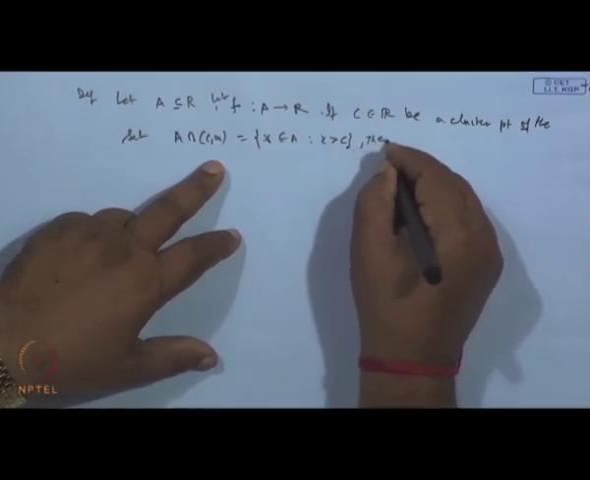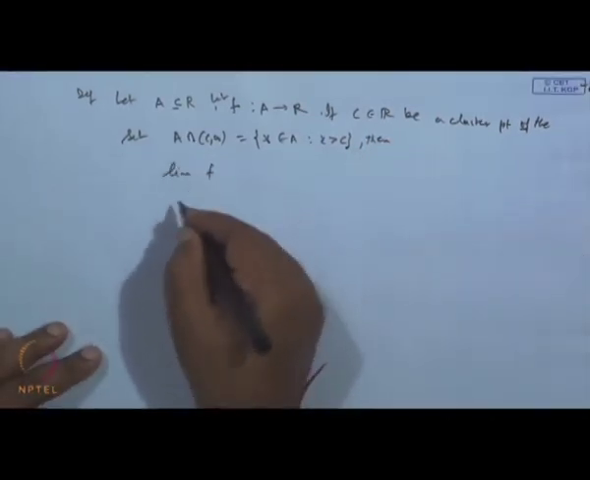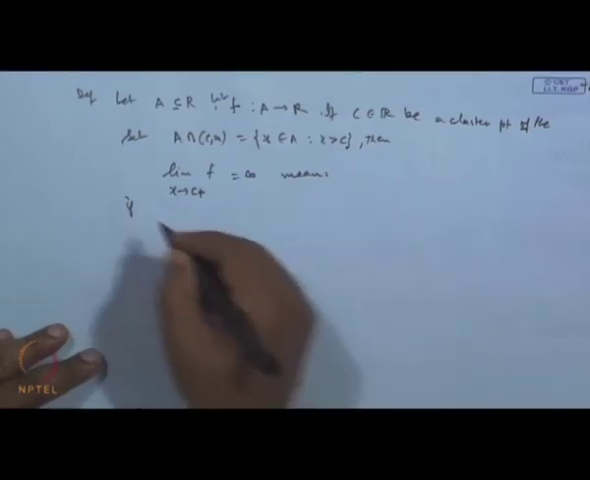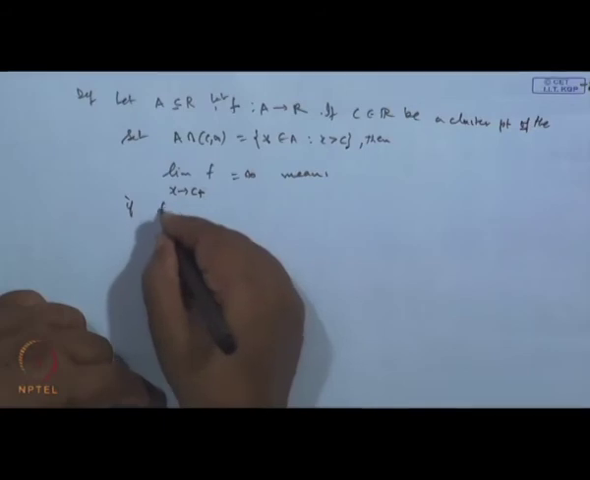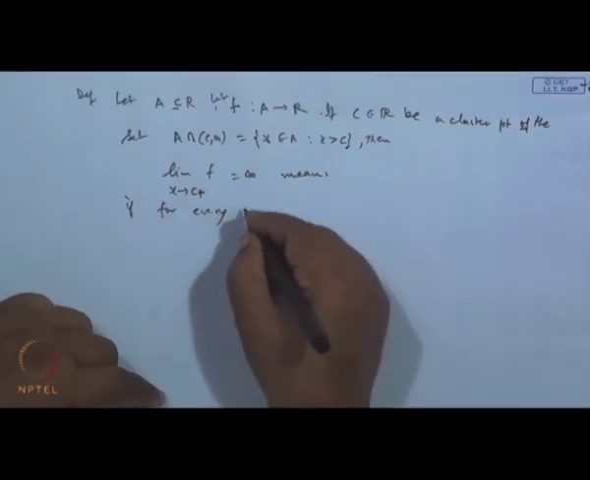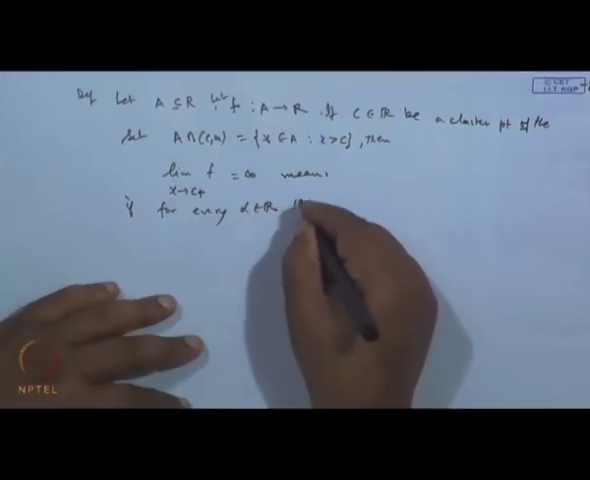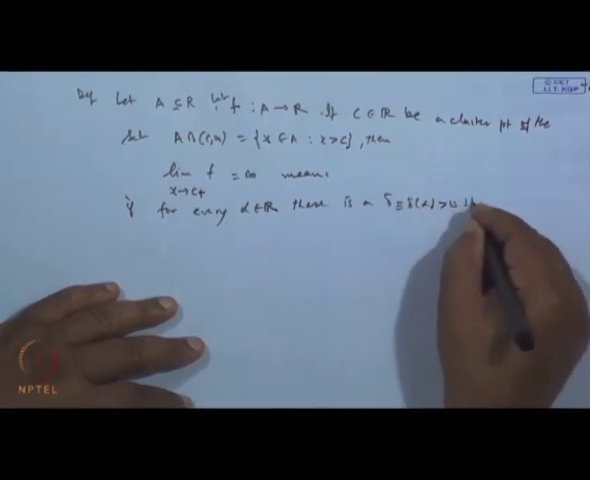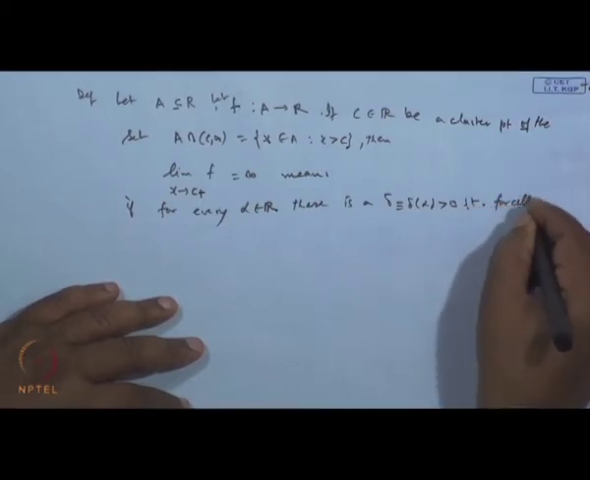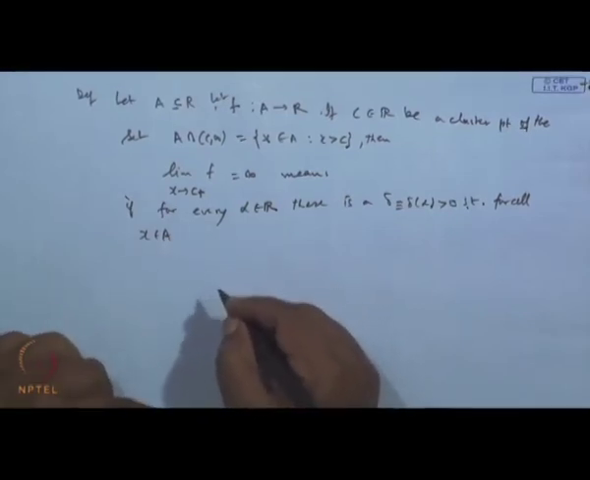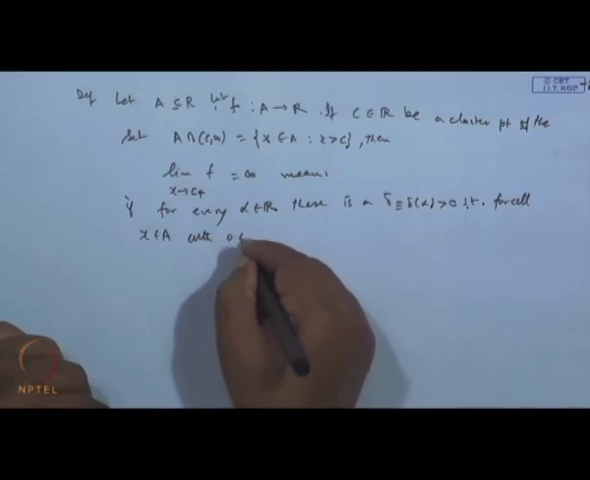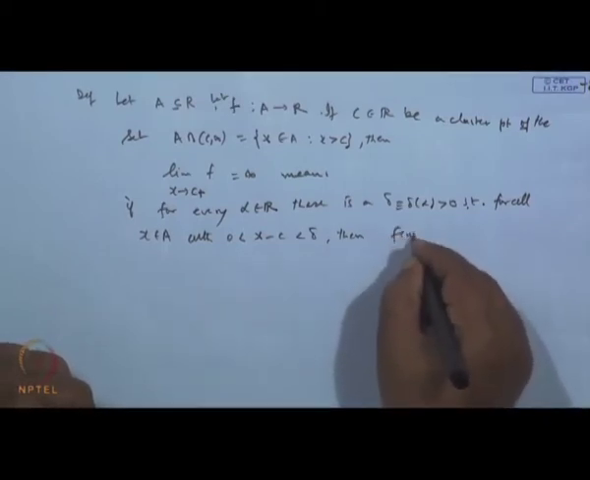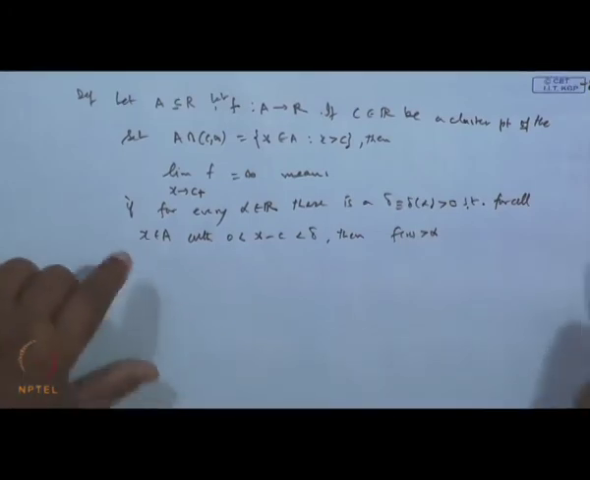Then the limit of f when x tends to c plus is infinity means if for every alpha belongs to R, there is a delta depending on alpha, positive, such that for all x belongs to A with 0 less than x minus c less than delta, then f(x) is greater than alpha. So, this is the right hand concept of the limit.